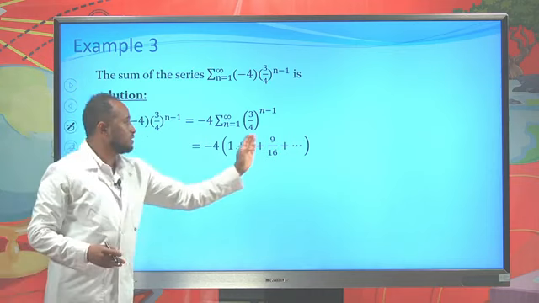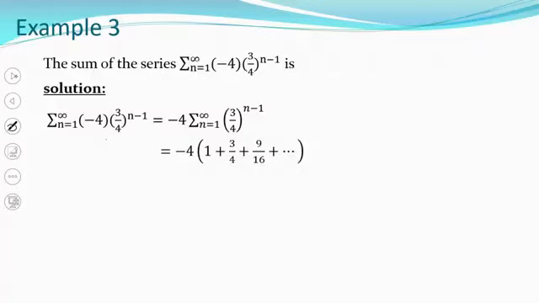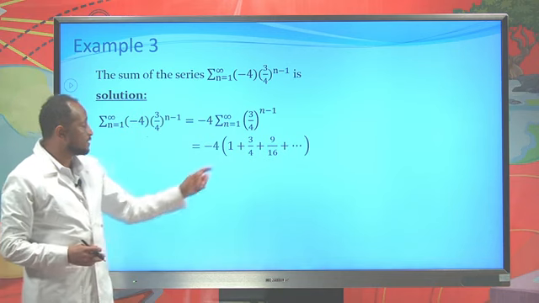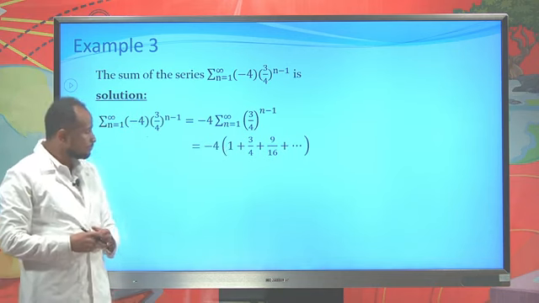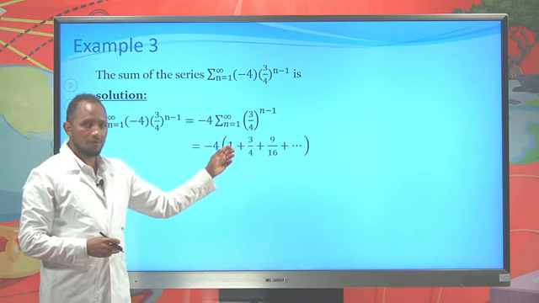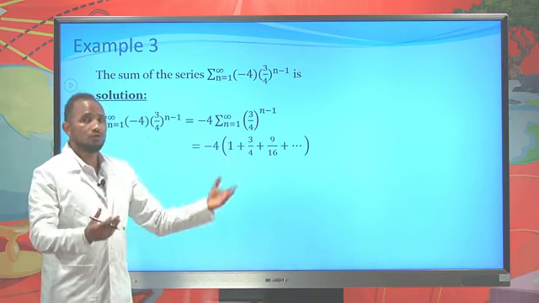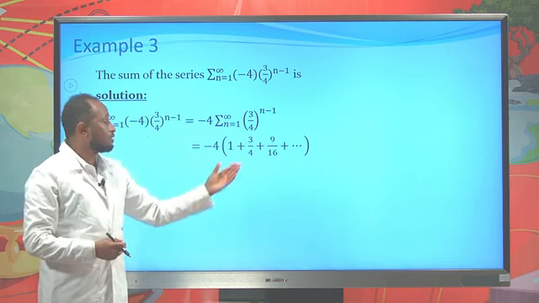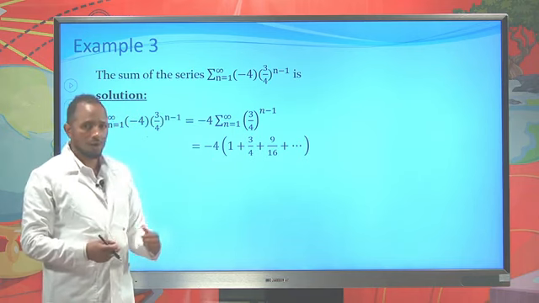So when you see this part, it is a geometric series with first term 1, and the common ratio, when you take the ratio of these two, is 3/4. The ratio of these two also gives you 3/4. Therefore, its common ratio is 3/4. The first term is 1.